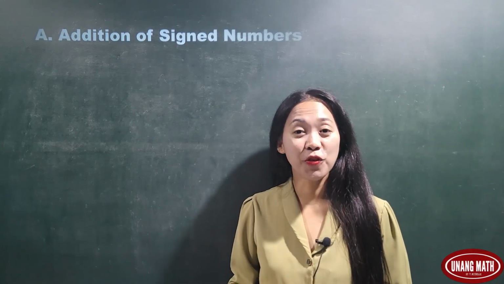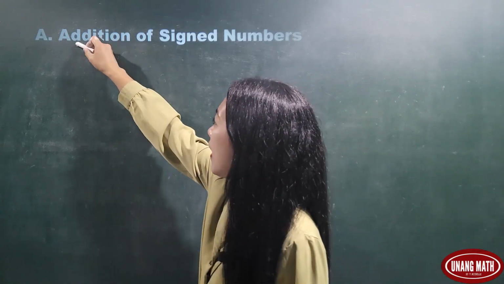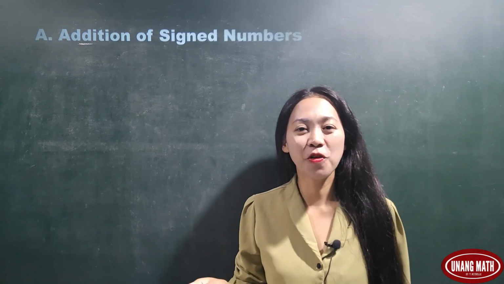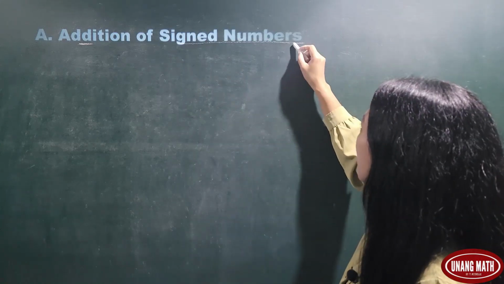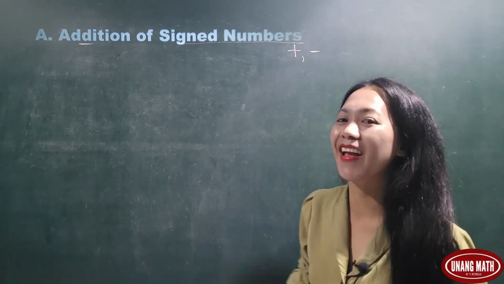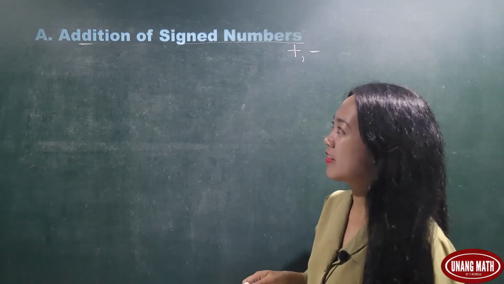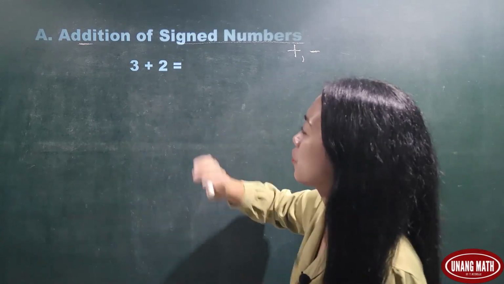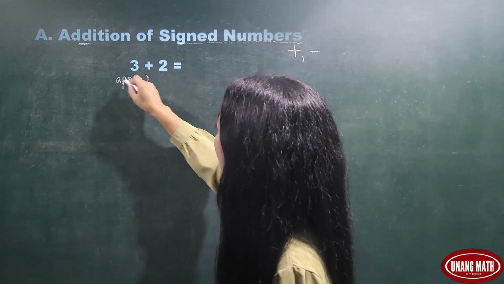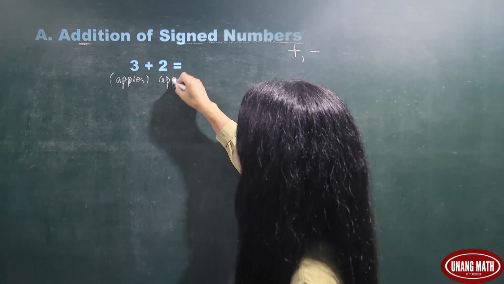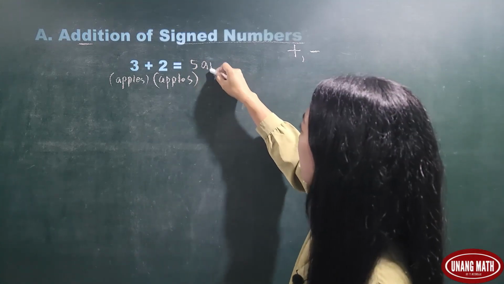This is the first part of this episode, and this is about addition of sign numbers. When we say addition, this is combining two or more numbers. Sign numbers are positive and negative numbers. We already know how to add numbers. Let's say, for example, 3 plus 2. Let's say I have 3 apples and 2 apples. When combined together, this is equal to 5 apples.